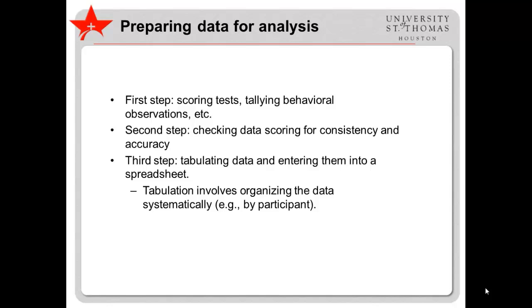The third step involves tabulating data or organizing the data systematically, such as organizing the data by participant. For example, if you have more than one measure, you might want to group the measures by participant, rather than putting all the scores on the first measure together and all the scores on the second measure together. This will facilitate entering data into a spreadsheet, as spreadsheets are generally organized with participants as the rows and variables, or even items within a measure, as the columns.